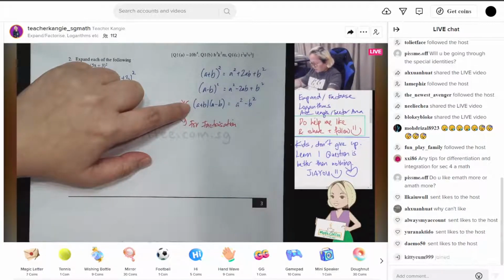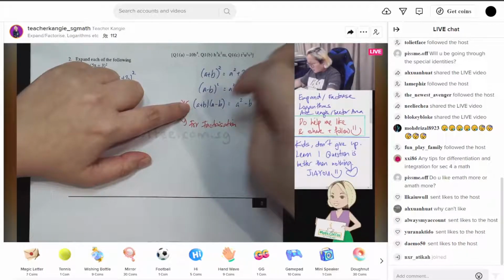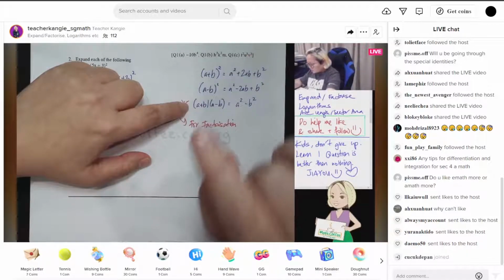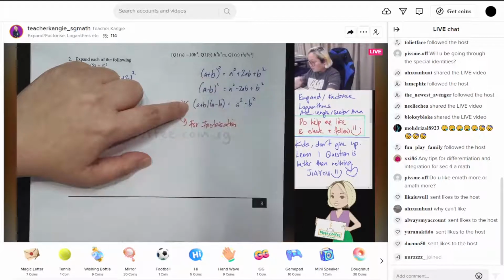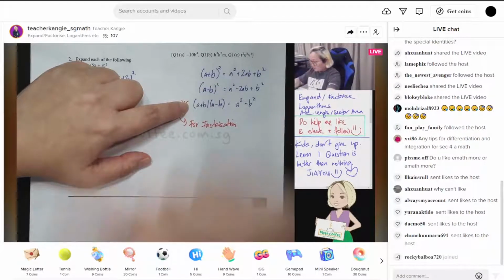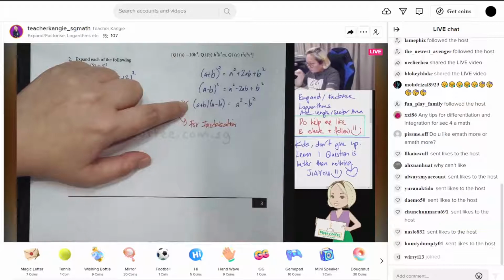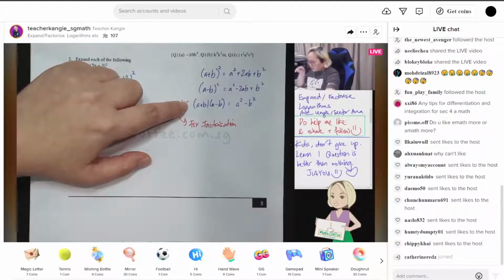Why can't like? What do you mean why can't like? You mean you cannot like? Press the like? I don't know. Can someone help? Maybe you need to shift the bottom scroll a little bit, then you see the heart shape.